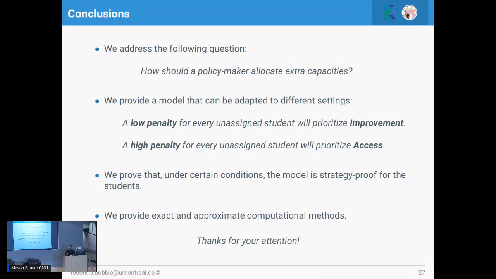Unfortunately, we didn't have the time, but we also prove in the paper that under certain conditions, the model is strategy-proof for the students. And interestingly, there are some situations in which it is not even strategy-proof for the students. So this poses some very interesting questions for policymakers. And finally, we provide some exact and approximate computational methods. Thank you. I'm here for your questions.